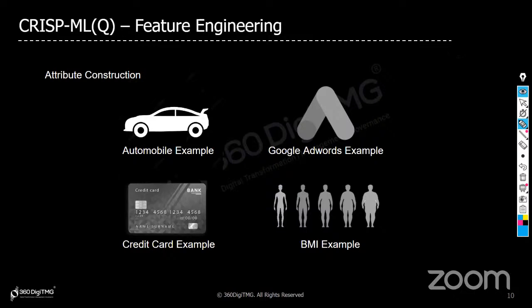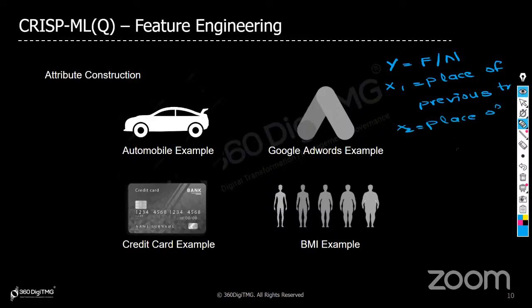So for the credit card, there is an output variable Y. It talks about fraud or not fraud. And then there is the X1 variable. This is talking about the place of previous transaction. Then there is another variable X2. This talks about the place of the next transaction or the current transaction. And then X3 is there. This talks about the time of previous transaction. There are a lot of different data present. Then the time of current transaction.